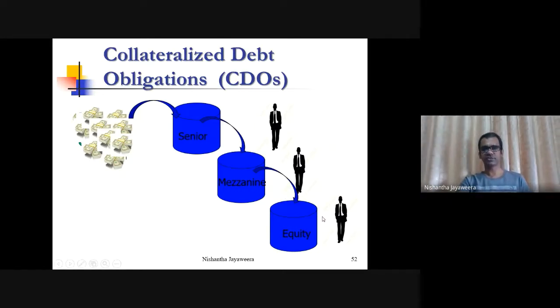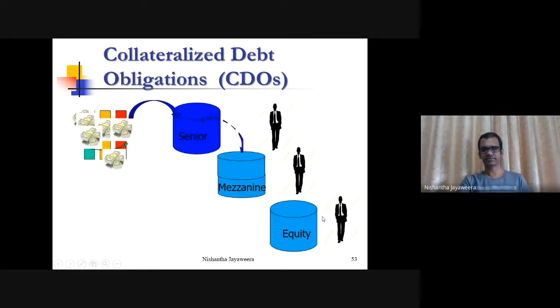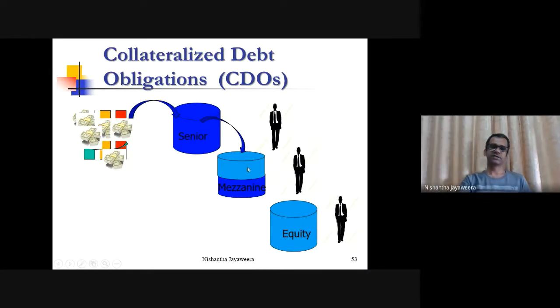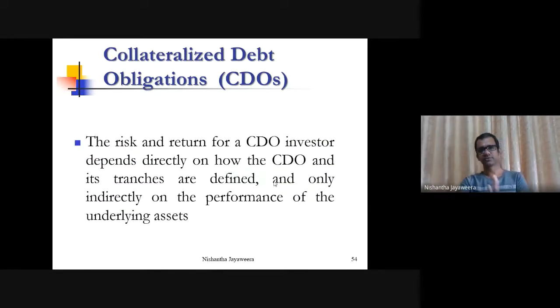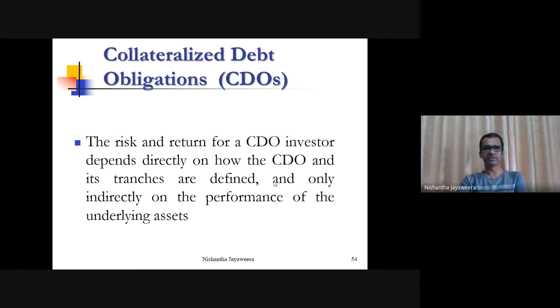If the cash flow is not enough to pay the equity tranche, it won't get anything. If the cash flow is lesser than in the previous instance, and is enough only to pay part of the mezzanine tranche, then the equity tranche first absorbs the loss, then the mezzanine tranche absorbs the loss. That's how the CDO works.